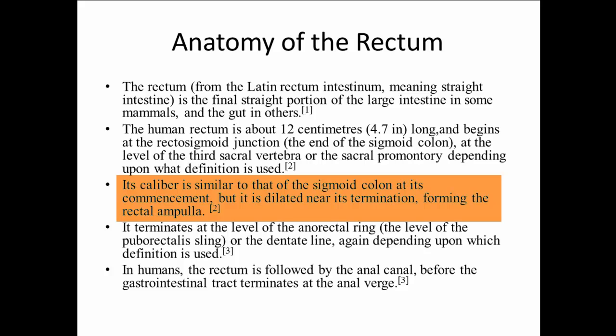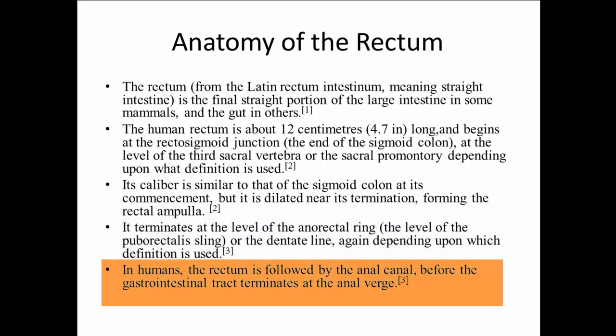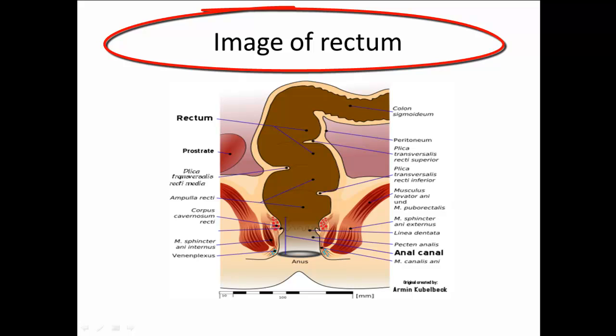Its caliber is similar to that of the sigmoid colon at its commencement, but it is dilated near its termination, forming the rectal ampulla. It terminates at the level of the anorectal ring or the dentate line, again depending upon which definition is used. In human, the rectum is followed by the anal canal before the gastrointestinal tract terminates at the anal verge. This is the image of the rectum.